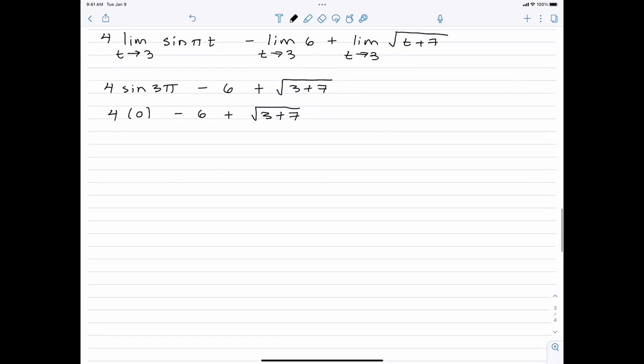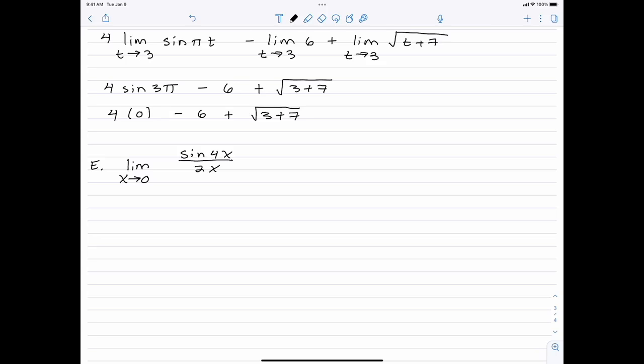Let's continue. Let's go to E. So for E, what do we have? We have the limit as x approaches 0 of sine 4x over 2x. Okay, so again, I should always try direct substitution. In this case, I think you guys would agree I get 0 over 0, so it's indeterminate. That's not going to work.